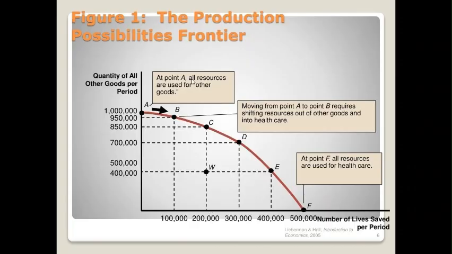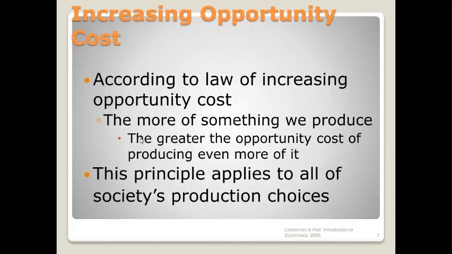So at point A, all resources are used for other goods. Moving from point A to point B requires shifting resources out of other goods and into healthcare. At point F, all resources are used for healthcare. So at point F, all our available resources are used for the production of healthcare services. So hopefully you understand that.